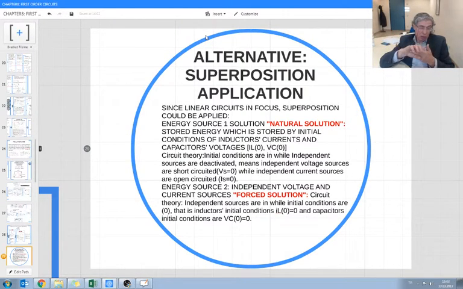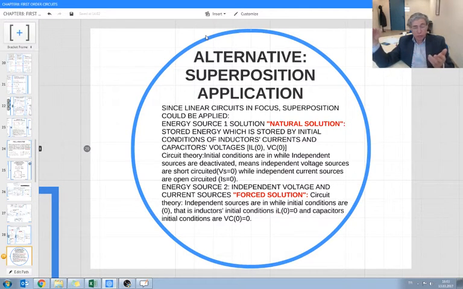And for the other energy source, the initial conditions are zero, so there is no stored energy within the circuit. Then the independent sources are in the circuit, so this is the second energy source. Because of this energy, there is going to be energy distribution in the circuit. We are going to find a solution to the circuit.